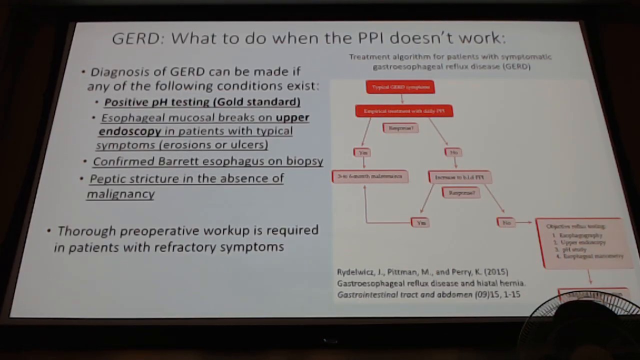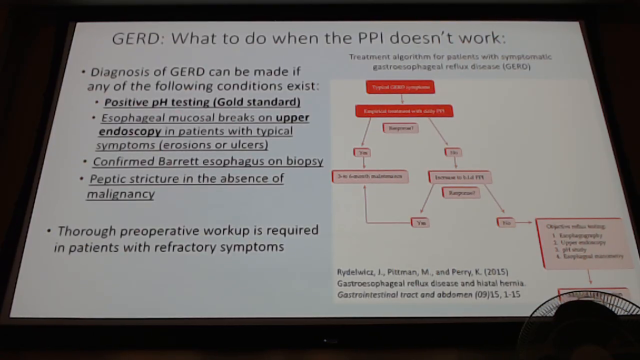Okay, is H. pylori present? Is there a motility disorder present? Is there a hiatal hernia present? So the first thing we do is pH testing. It's our gold standard. Basically, we do an endoscopy, an EGD.